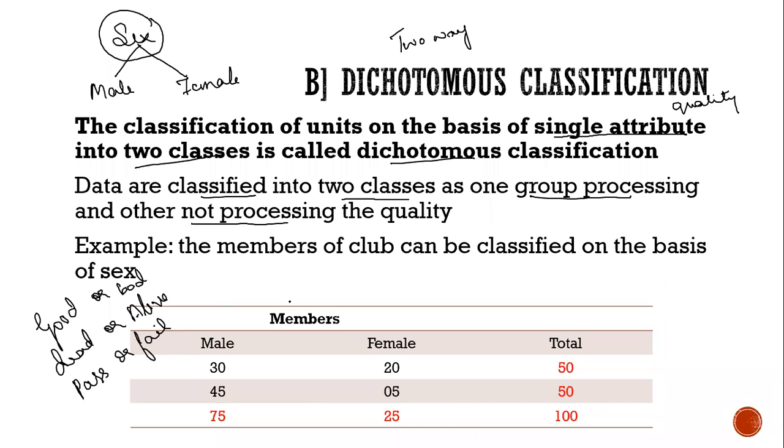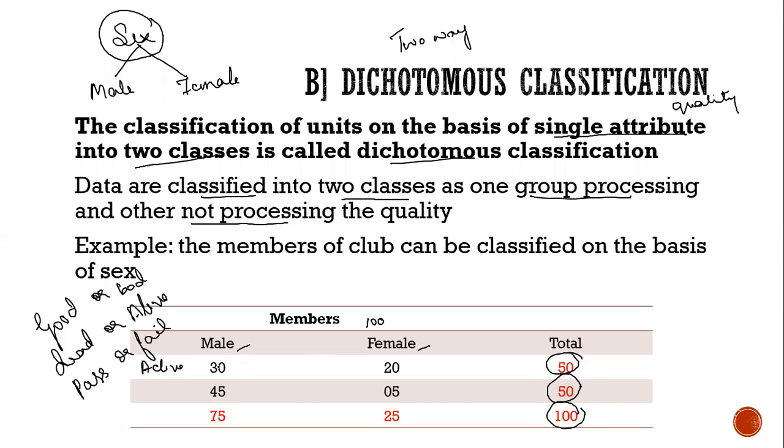In the example I have given, the members of the club can be classified on the basis of sex, male and female. Now I have considered 30 male members are active and 20 females are active. Total is 50. So we have 100 members. They have said 30 are active and 20 females are active. That means 50 are active. So 100 minus 50 gives 50. Now this 50 has to be divided.